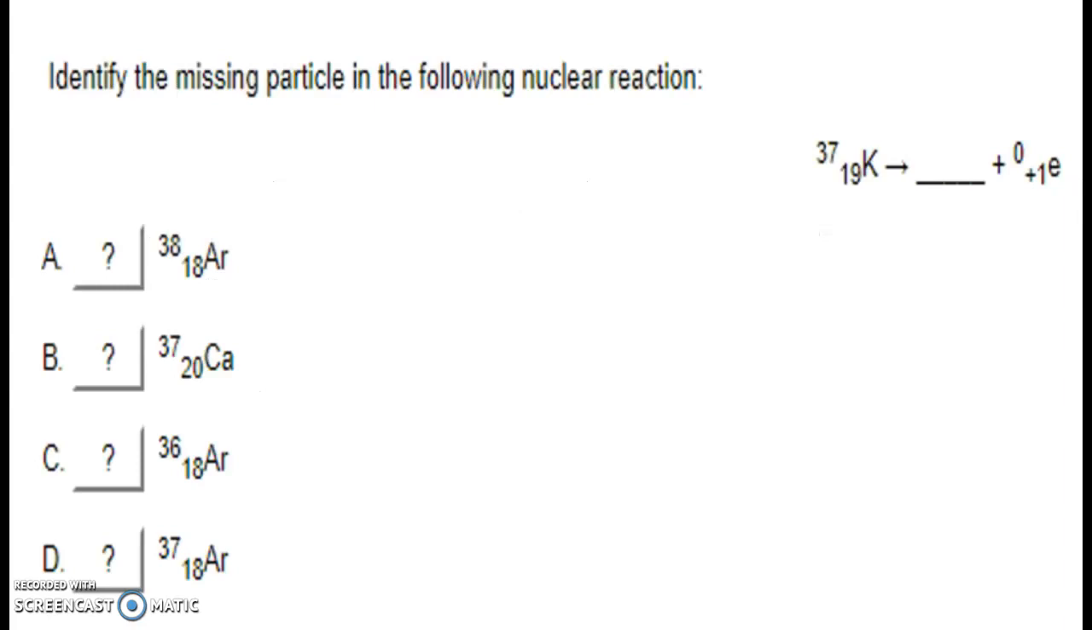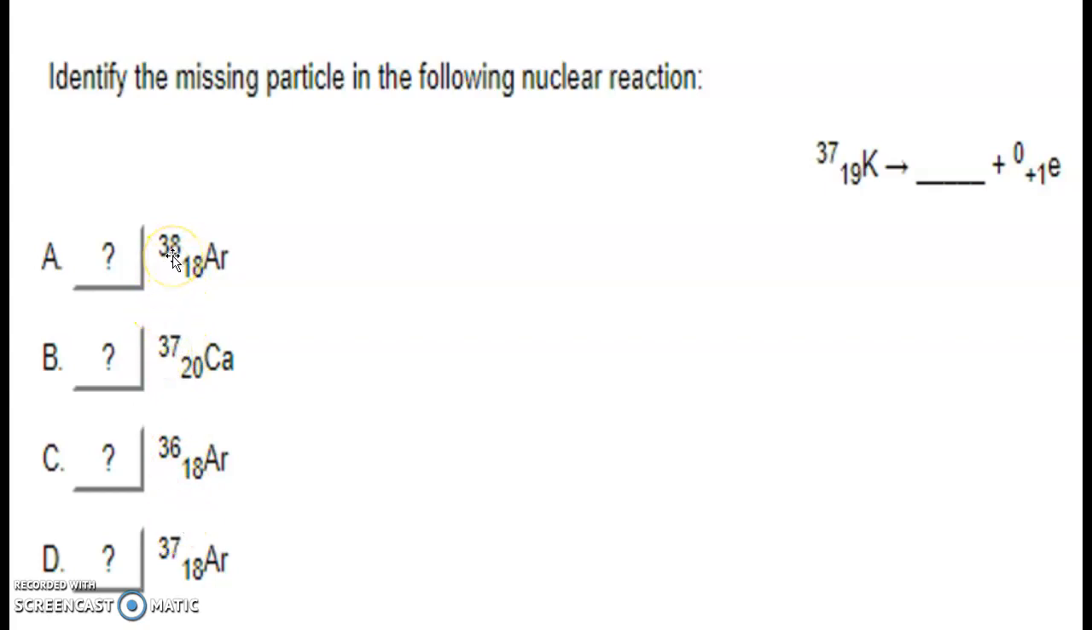Okay, so in this slide it asks you to identify the missing particle in the following nuclear reaction. So you have potassium-37, which has an atomic number of 19. So its mass is 37, its atomic number is 19, and we know that it is going to decay into a new atom or a new nucleus, and with a beta particle. So if you remember, when there is a beta particle involved, the atomic mass doesn't change. So we're going to look over here for an atomic mass that doesn't change.